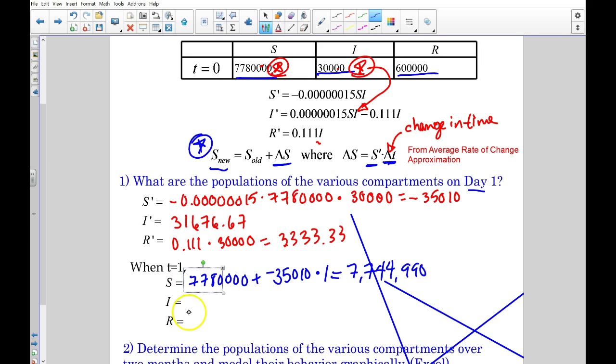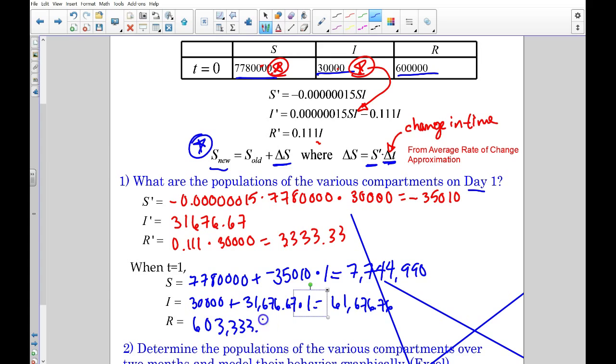Okay, similarly for I prime, you do 30,000 plus whatever the change was, so it's increasing by 3676.67 times the time step, which is 1, and then you get 33,676.67. And similarly for R prime, you end up getting 603,333.33.